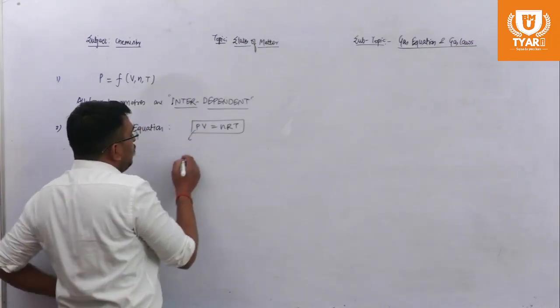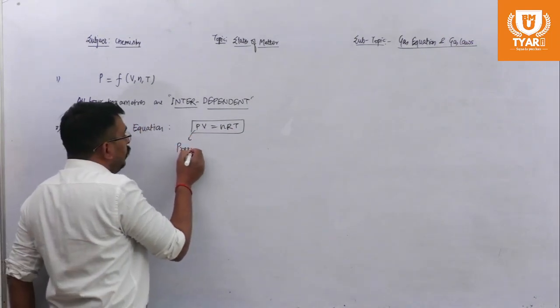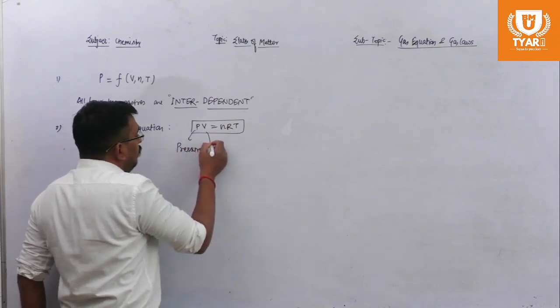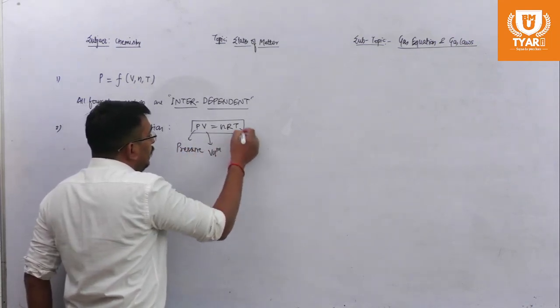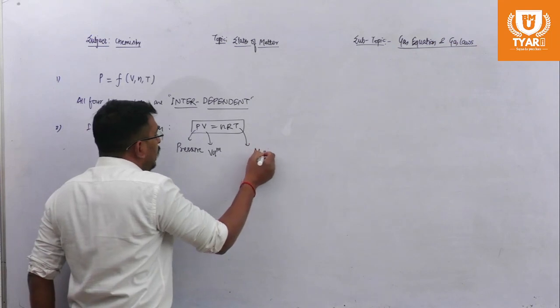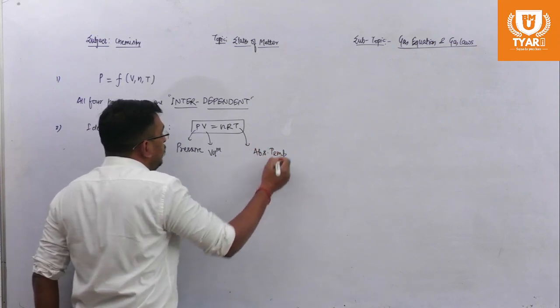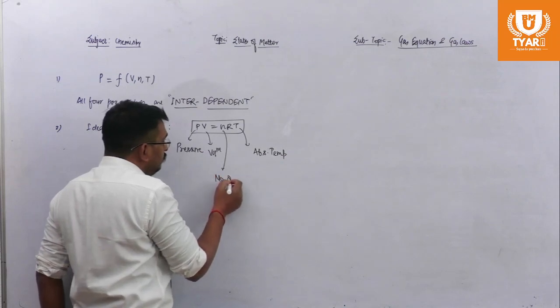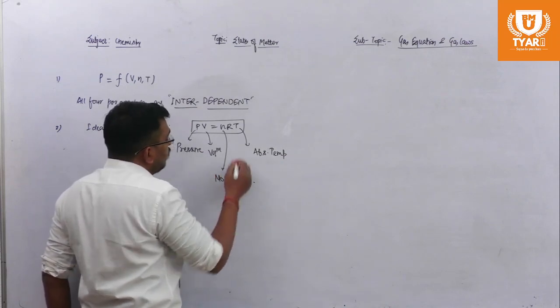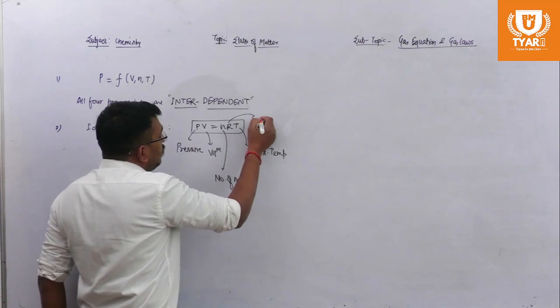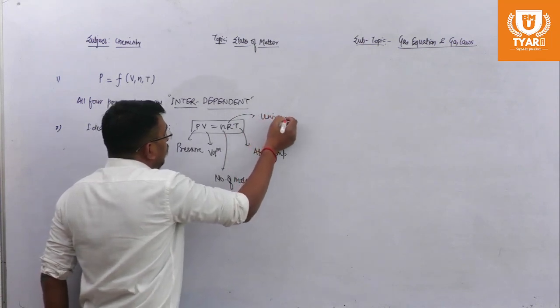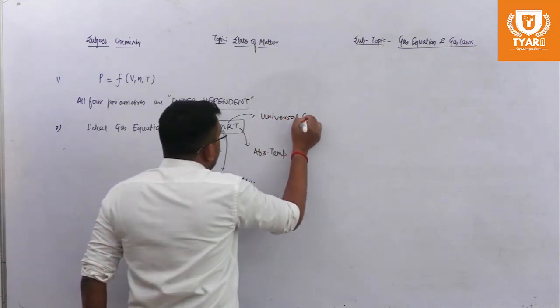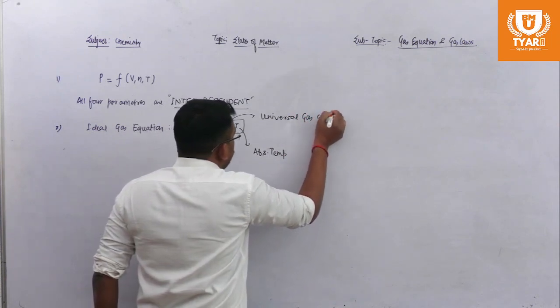So P is nothing but pressure. You all know this. V is volume. T is, point to be noted, absolute temperature. Do not call it just temperature. Then n is number of moles. And what is R? R is called the universal gas constant.